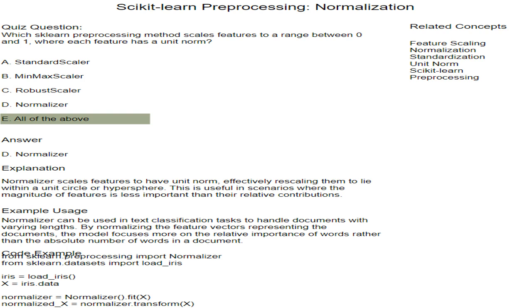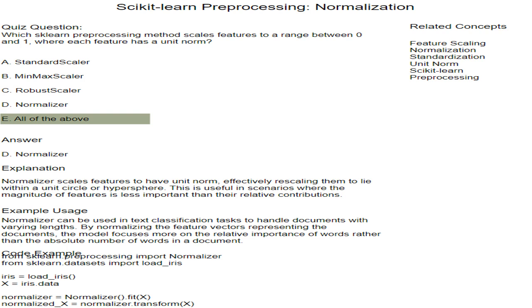Standardization, another type of feature scaling that centers features around 0 and scales them to unit variance. It is commonly used in algorithms that assume a standard normal distribution. Unit norm, the length of a vector, often used in machine learning to normalize feature vectors. Scikit-learn, a popular Python library for machine learning that includes a wide range of preprocessing tools, including normalizer.